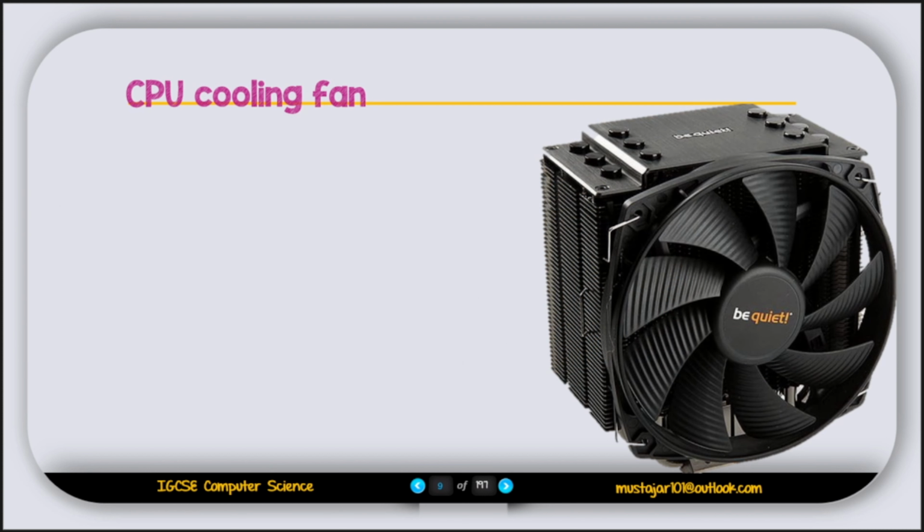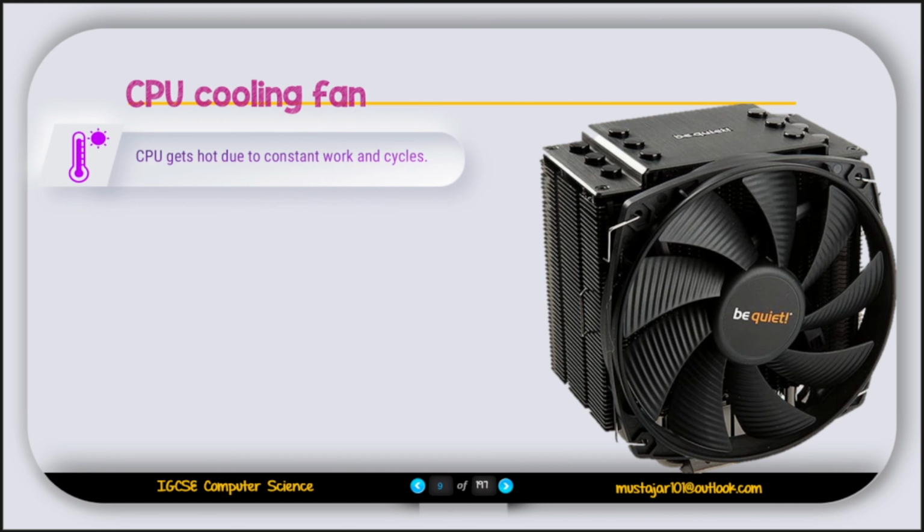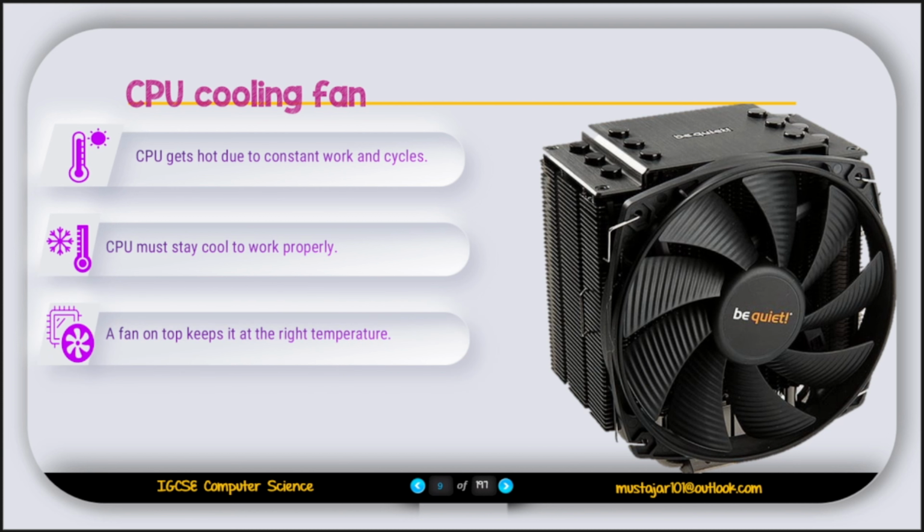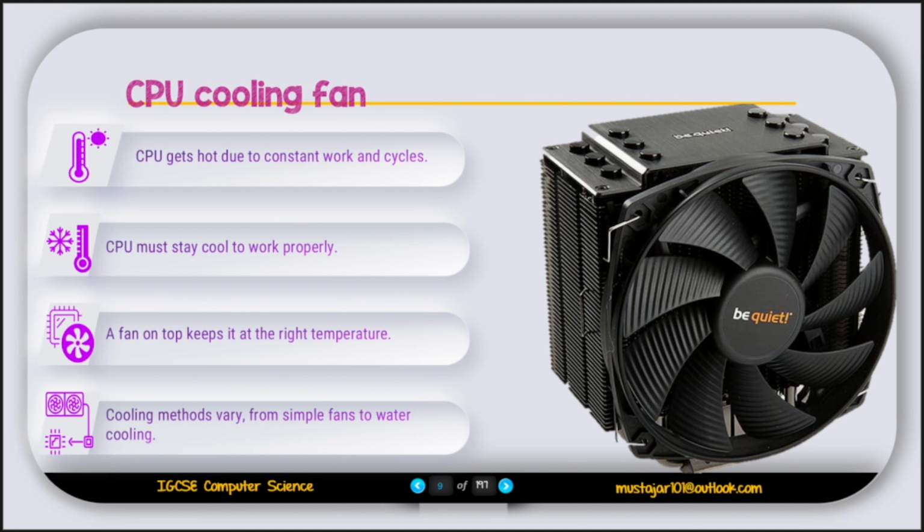So next component is called the CPU cooling fan. We have two fans, right? The first one is the case fan, and the second fan is called the CPU cooling fan. The CPU gets hot due to constant work and cycles. The CPU must stay cool to work properly. A fan on top keeps it at the right temperature. Cooling methods vary from simple fans to water cooling. So there are different types of cooling: the simple fan, and also some water cooling fans.